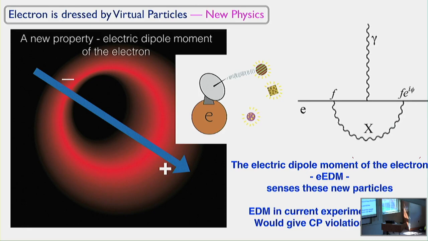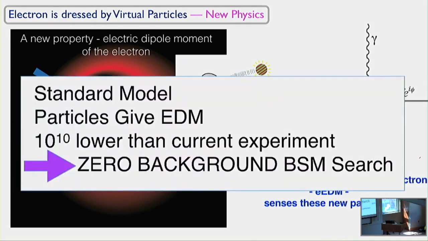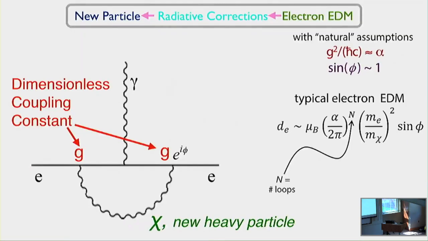And by looking for that electric dipole moment, we're actually looking for these CP violating particles with the CP violating phase phi here. That's the idea. One of the nice things about this approach is the standard model particles give an EDM about 10 to the 10 times lower than current experimental values. That means within the standard model, as far as we know, as long as the calculations are right, it's 0 background. So if you see an EDM, it is beyond the standard model physics.